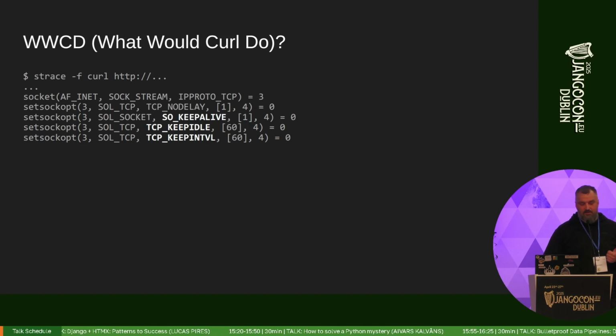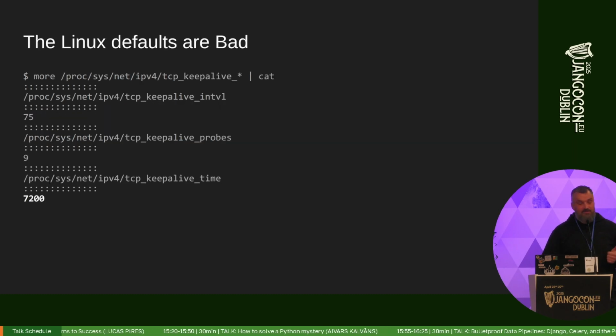And why does curl do that? Because Linux defaults are really, really bad. In Linux defaults, it will send the first keepalive packet after 2 hours of inactivity, and then it will keep doing it 9 times with a 75-second interval. That's too bad.